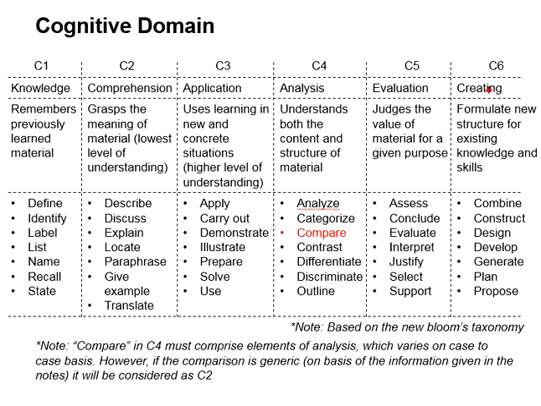Now, the highest level, which is C6, is creating. You are actually asking the students to formulate new structures from the existing knowledge and skills. Now, this involves developing something new out of the existing knowledge and skills. This will include combine, construct, design, develop, generate, plan, and propose.